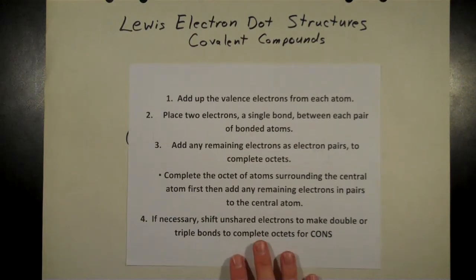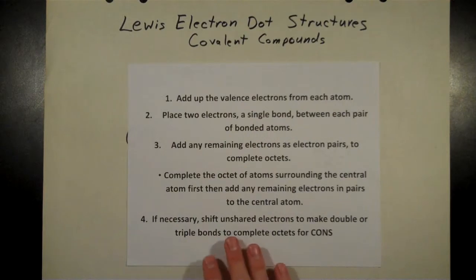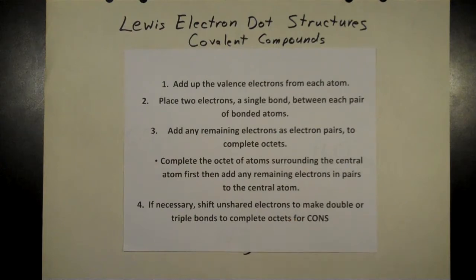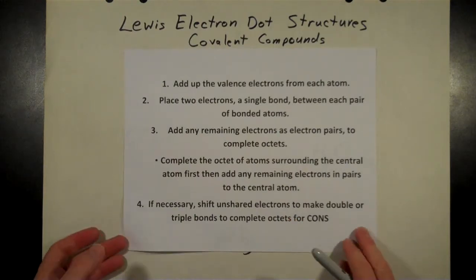And then this last step is only done if absolutely necessary. It says if necessary, shift unshared electrons to make double or triple bonds to complete octets. We do that just for these four elements: carbon, oxygen, nitrogen, and sulfur. And so we'll take a look at some examples of that in the next video.